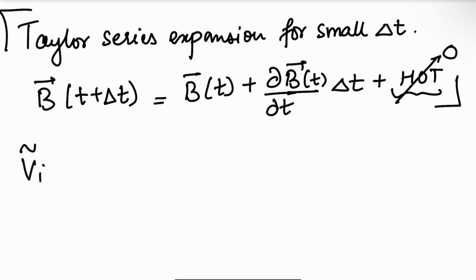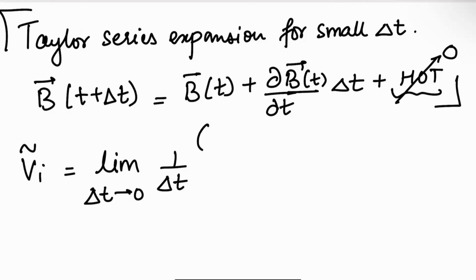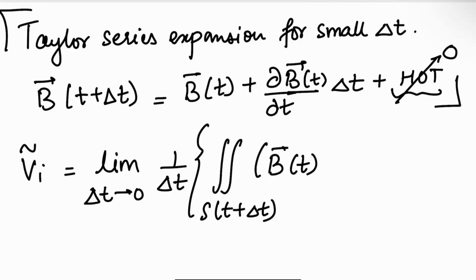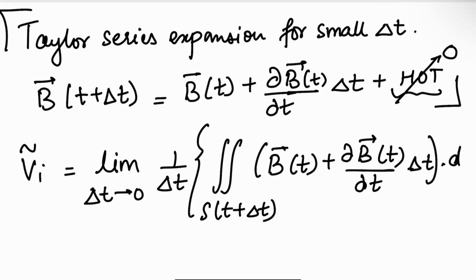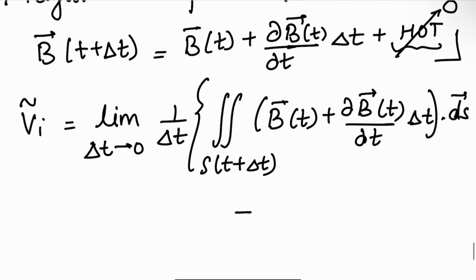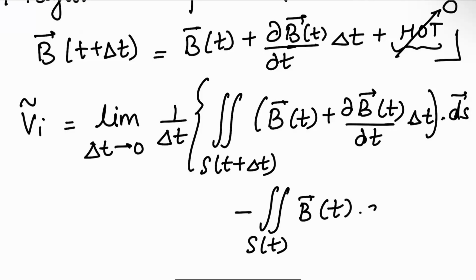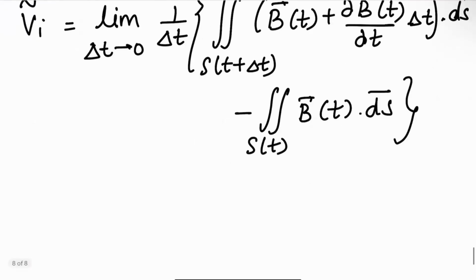Right, so we go back. V_I tilde is the limit as delta t goes to 0 of 1 over delta t times the integral of B of t plus dB of t over dt times delta t dotted with dS over S of t plus delta t, minus the other term, B of t dot dS. Okay, so we need to handle this integral.